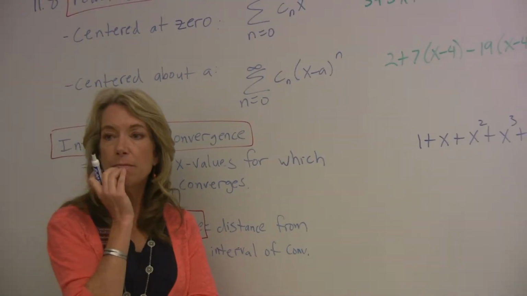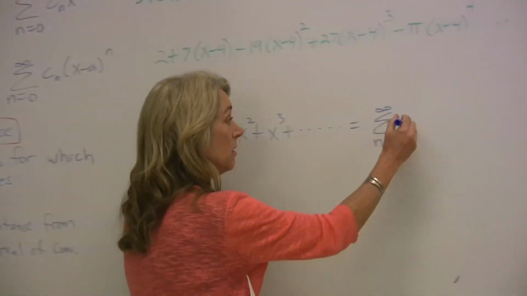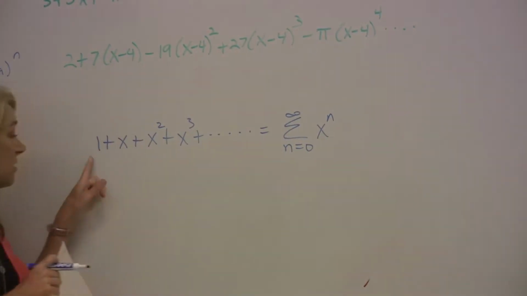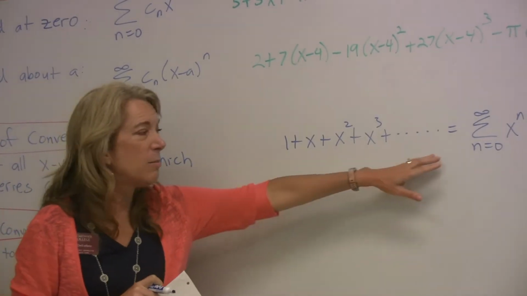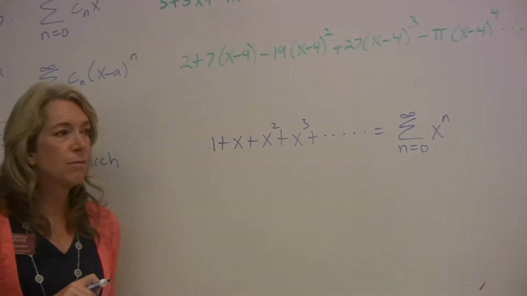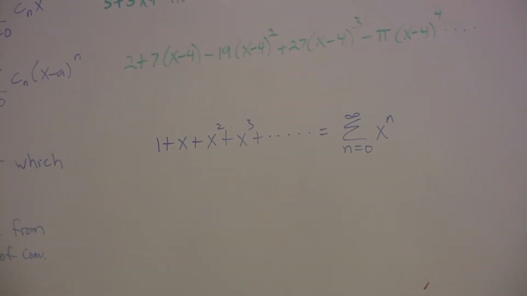Just made this one up. x to the n, right? This is x to the 0, x to the 1, x squared, x cubed, and so forth. Notice the power series, we almost always start at 0. Now this kind of looks familiar based on what we were talking about earlier with our review.